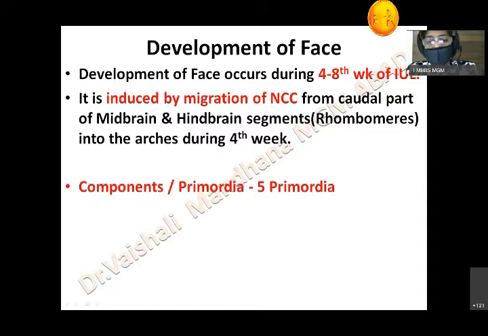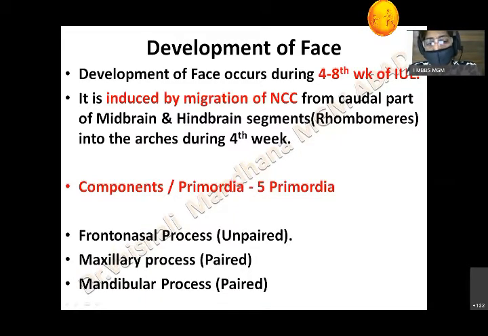Okay. In addition, a third process is also there, that is called the frontonasal process. So the total primordia, the components for face development, are 5 in number. The frontonasal process, which is unpaired, and the maxillary processes and mandibular processes, which come from the first arch, that is the mandibular arch. They are paired. So two maxillary processes, two mandibular processes, and a single frontonasal process. So a total of 5 primordia are there, and all these processes fuse together at different sites to form the total face. Okay.